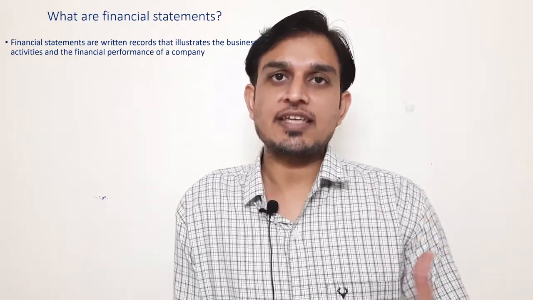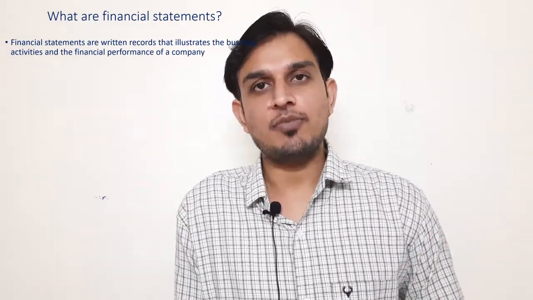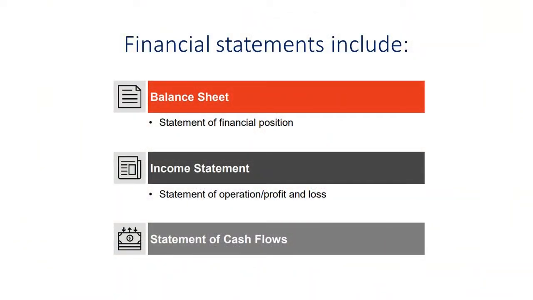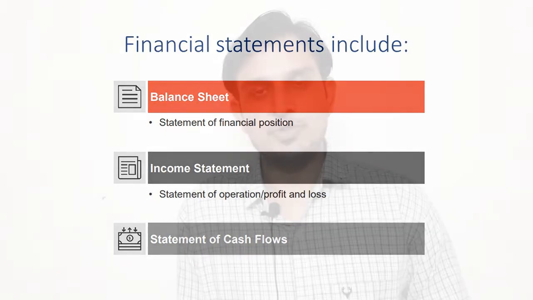Let's understand the financial statements: how to read them and what they actually are. Financial statements are the written records that illustrate the business activity and financial performance of a company, of an entity. Financial statements include the balance sheet, the income statement, or we can say the profit and loss account, and third, the cash flow statement.